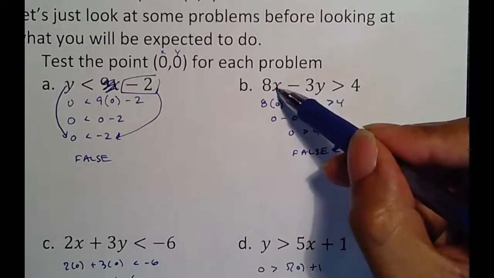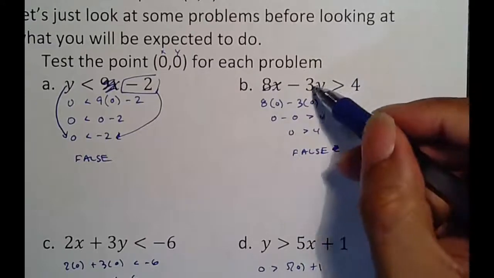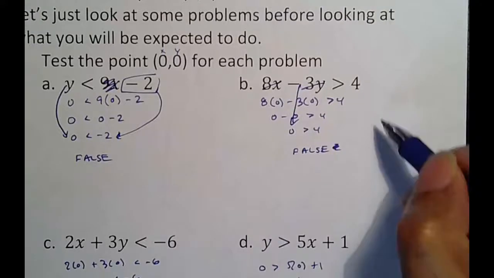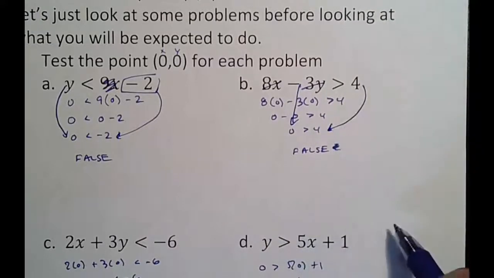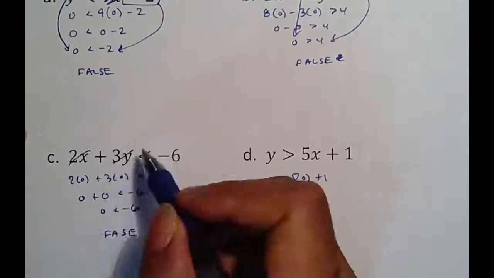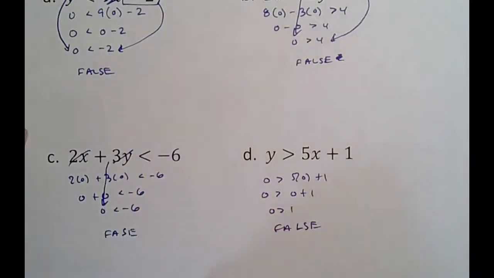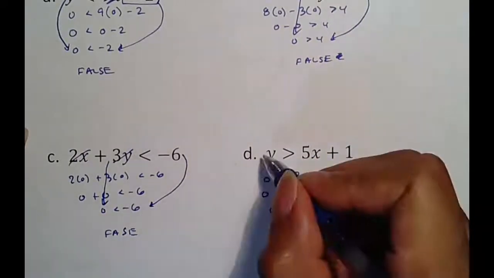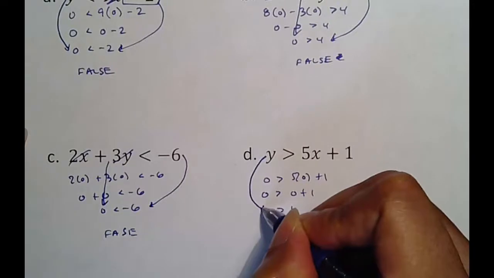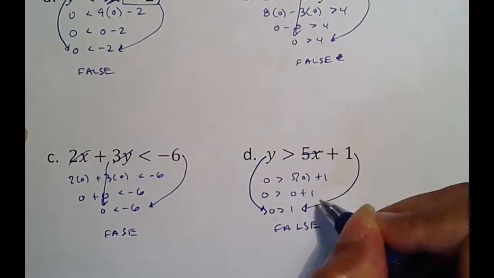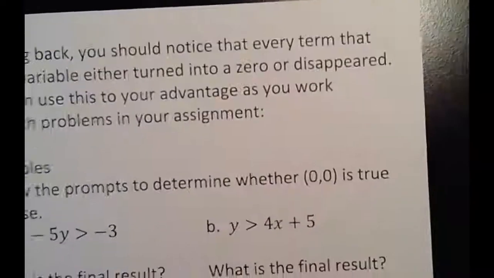Here, 8x pretty much disappeared, and 3y disappeared because it had a variable, which means those two things turned into 0, and this just came down. 2x is going to go away, 3y is going to go away, leaving us with 0. Negative 6 is just going to come down. Your variable, because you're plugging in 0, is going to become 0. 5x is going to disappear because it has an x, and 1 comes down. So again, that is what you will be doing when you do your part here.